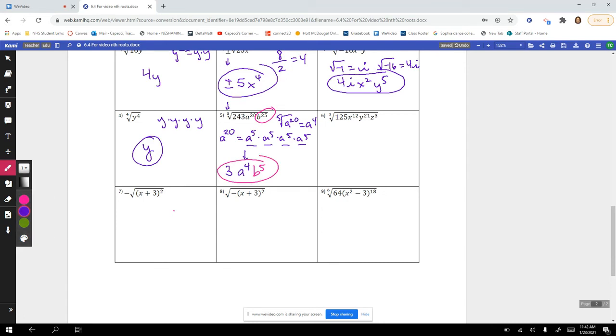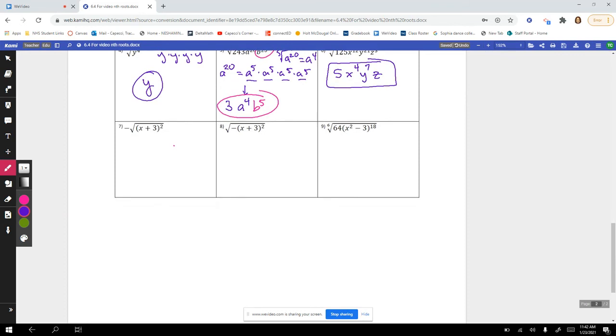Okay, so let's continue. Our next one, the cube root of 125 is 5. Now again, x to the 12th, I divide that by 3 and I get x to the 4th. Same thing with my y, I get y to the 7th. And the same thing with my z. That's going to give me z to the 1st, so I don't need to write anything. So that's my final answer. No power, right? We just assume that's to the 1st.